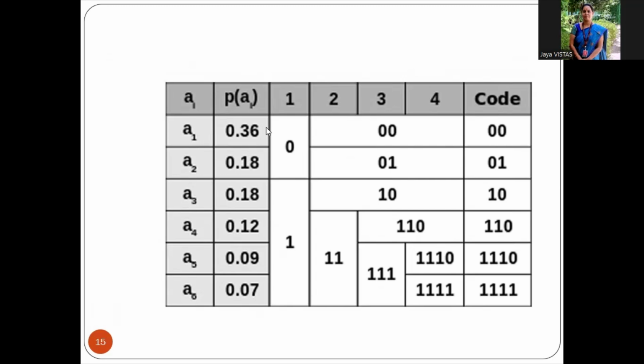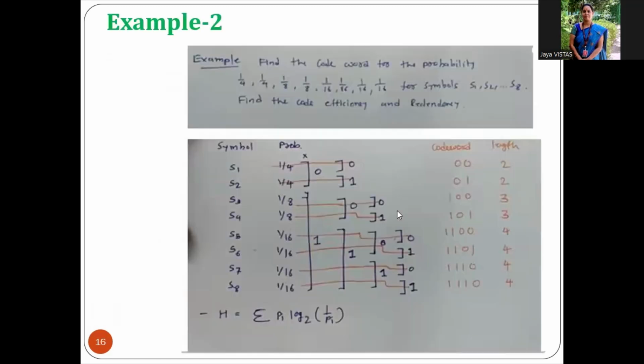Here also it is divided into two groups. The first A1 and A2 are the first group. A3, A4, A5, A6 are in the second group. Assign 0 to the first and 1 to the second. Then again it is divided into two groups, so the same steps are repeated. Then find the code word and finally calculate the efficiency and redundancy.